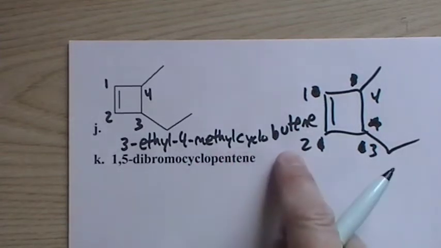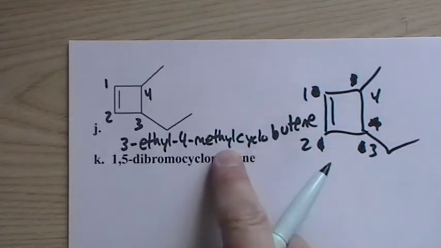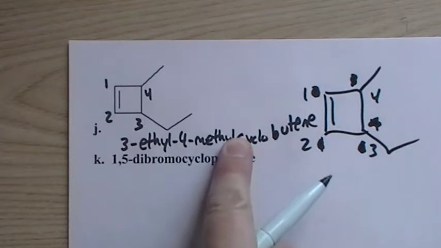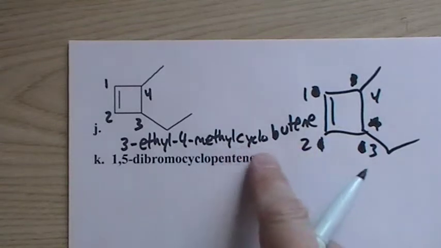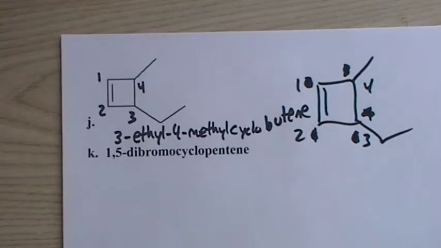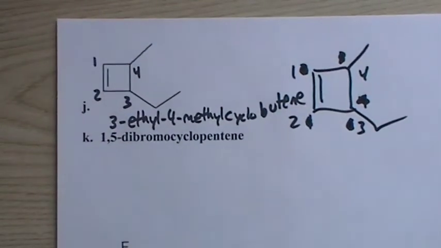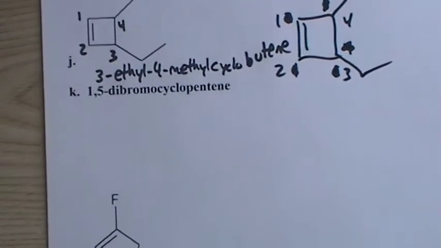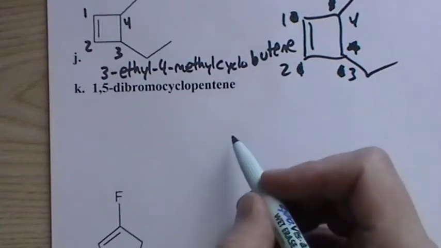No need to put a number in here. The only number you could put is 1, as in 4-methyl-1-cyclobutene. We'd always have a 1 there. That's why we leave it off, because it's always going to be a 1 when there's only one double bond. We'll talk about multiple double bonds in a second here.